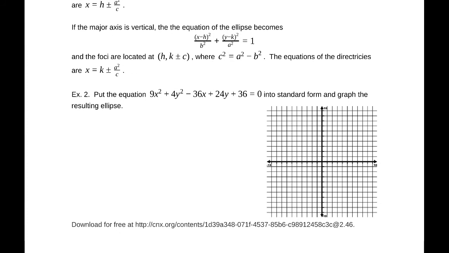So put the equation 9x squared plus 4y squared minus 36x plus 24y plus 36 equals 0 into standard form, and then graph the ellipse. So what we did with the parabola, we have to complete the square. We're going to do that twice. All right, so this will be 9x squared minus 36x plus something. I'd like to know what that is. Plus 4y squared plus 24y plus something equals negative 36. I'm just going to go ahead and move that over. Plus something.